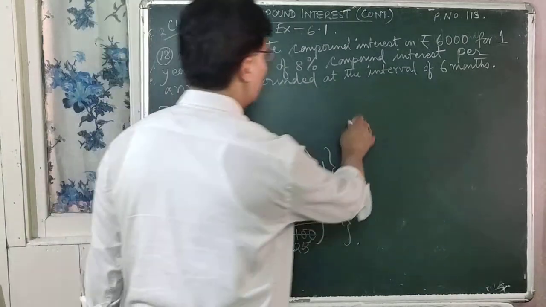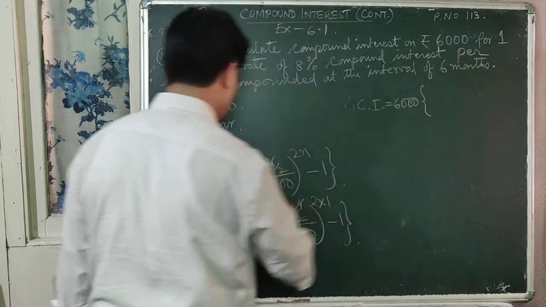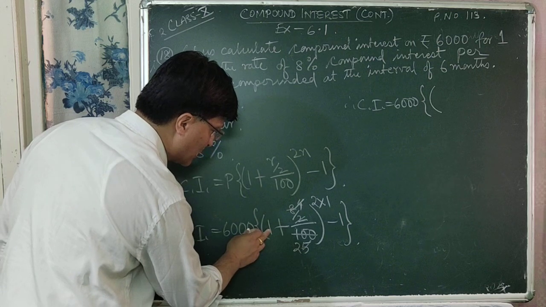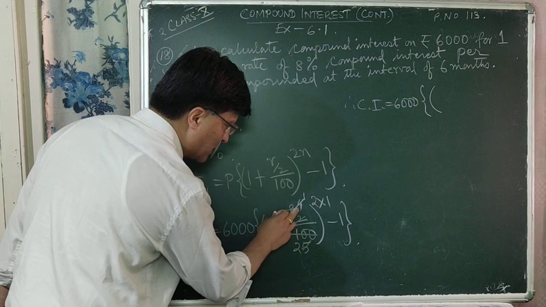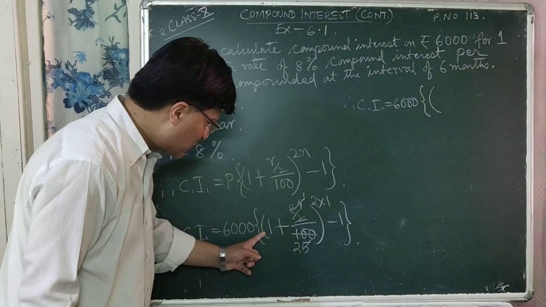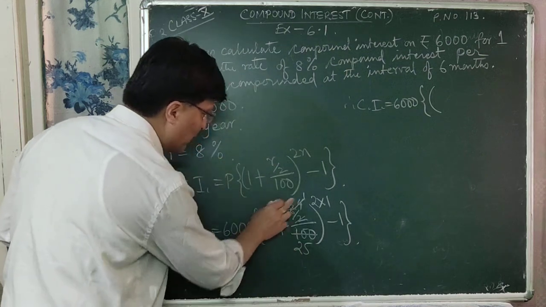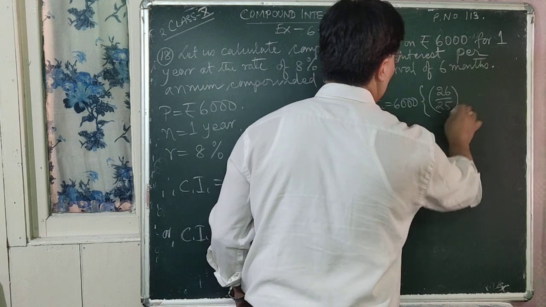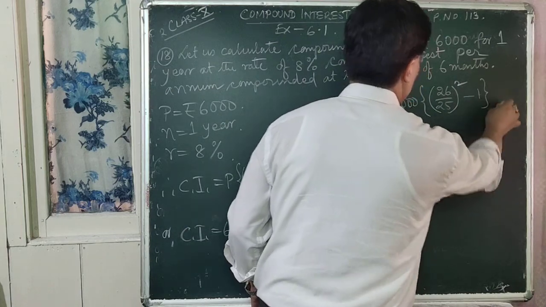Therefore CI is equal to 6000 within second bracket, now 25 ones are 25, plus 1, this is 4 ones are 4. 2 ones are 2, 2 fours are 8. 4 ones are 4, 4 25s are 100. So 25 ones are 25 plus 1 is 26. That is 26 by 25 whole square. Then what do you write? Minus 1.